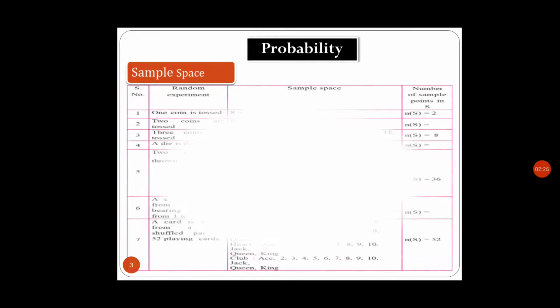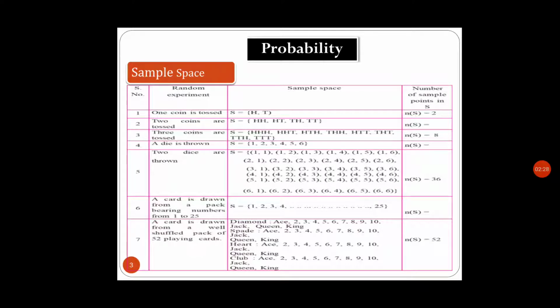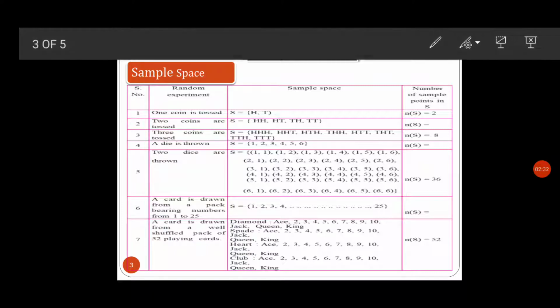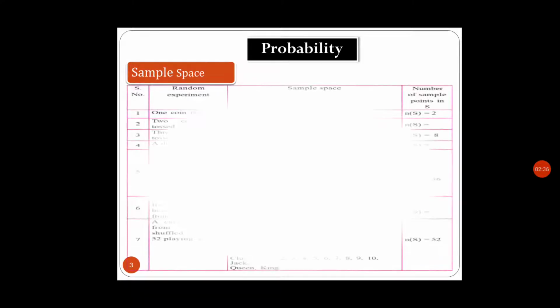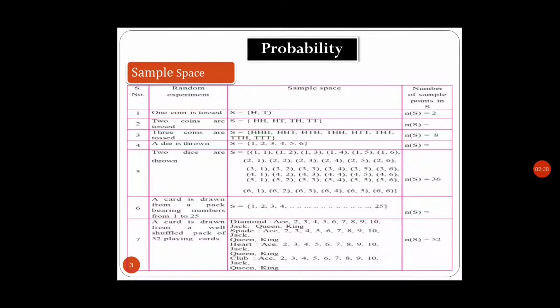Here we have given the examples. There are some standard examples of sample space. In the table, we have random experiment, sample space and number of sample points.